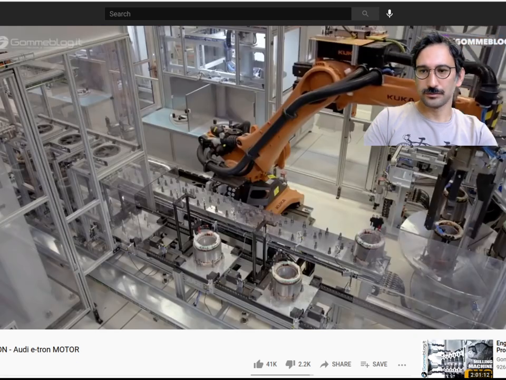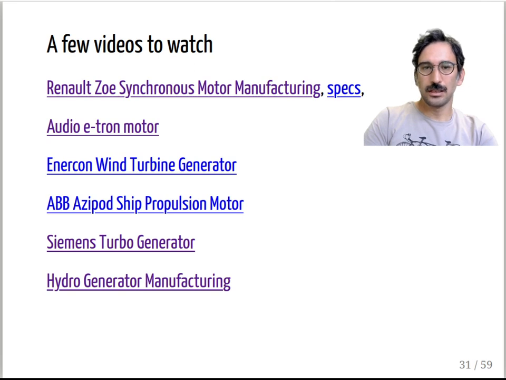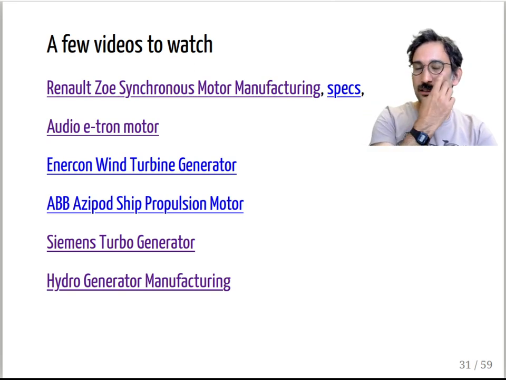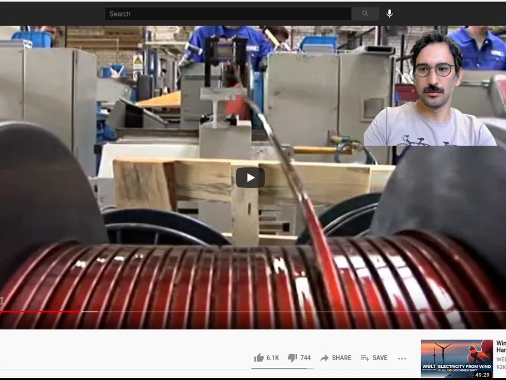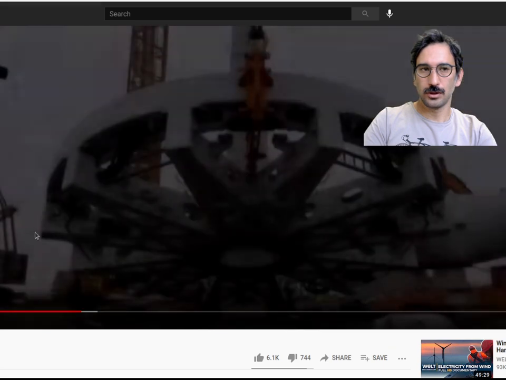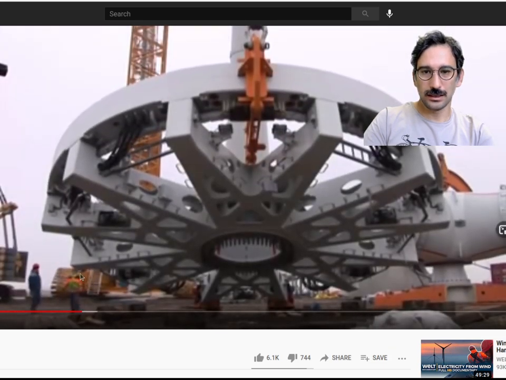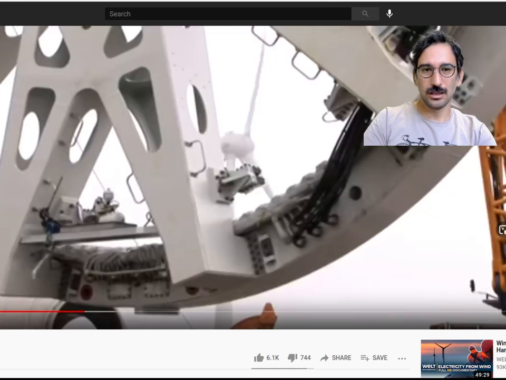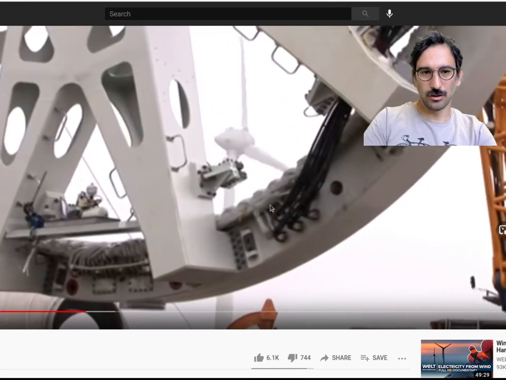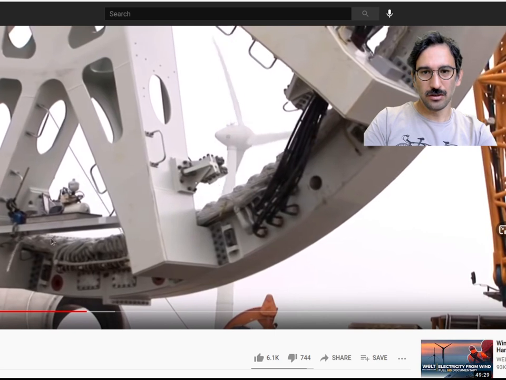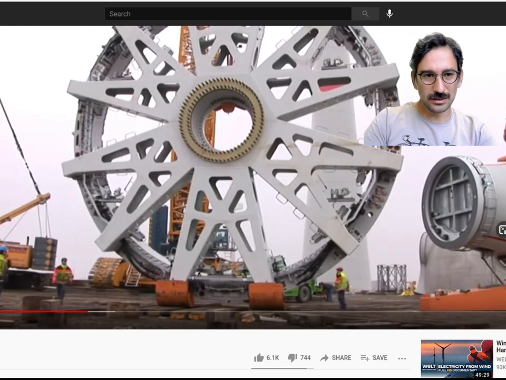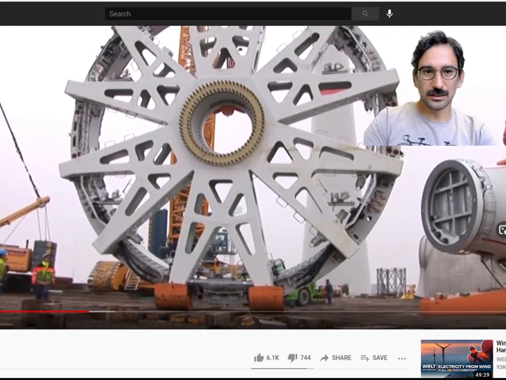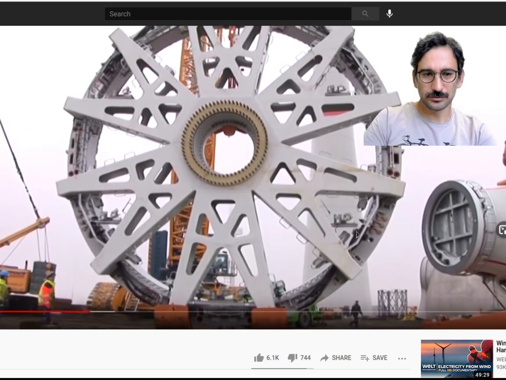Anyway, now let's look at the wind turbine generator. It is a large wind turbine, an Enercon wind turbine. So here you go. Again, you see the workers here. It's quite large. You can see the coils here. I think this is the rotor. I think this is the rotor coil.